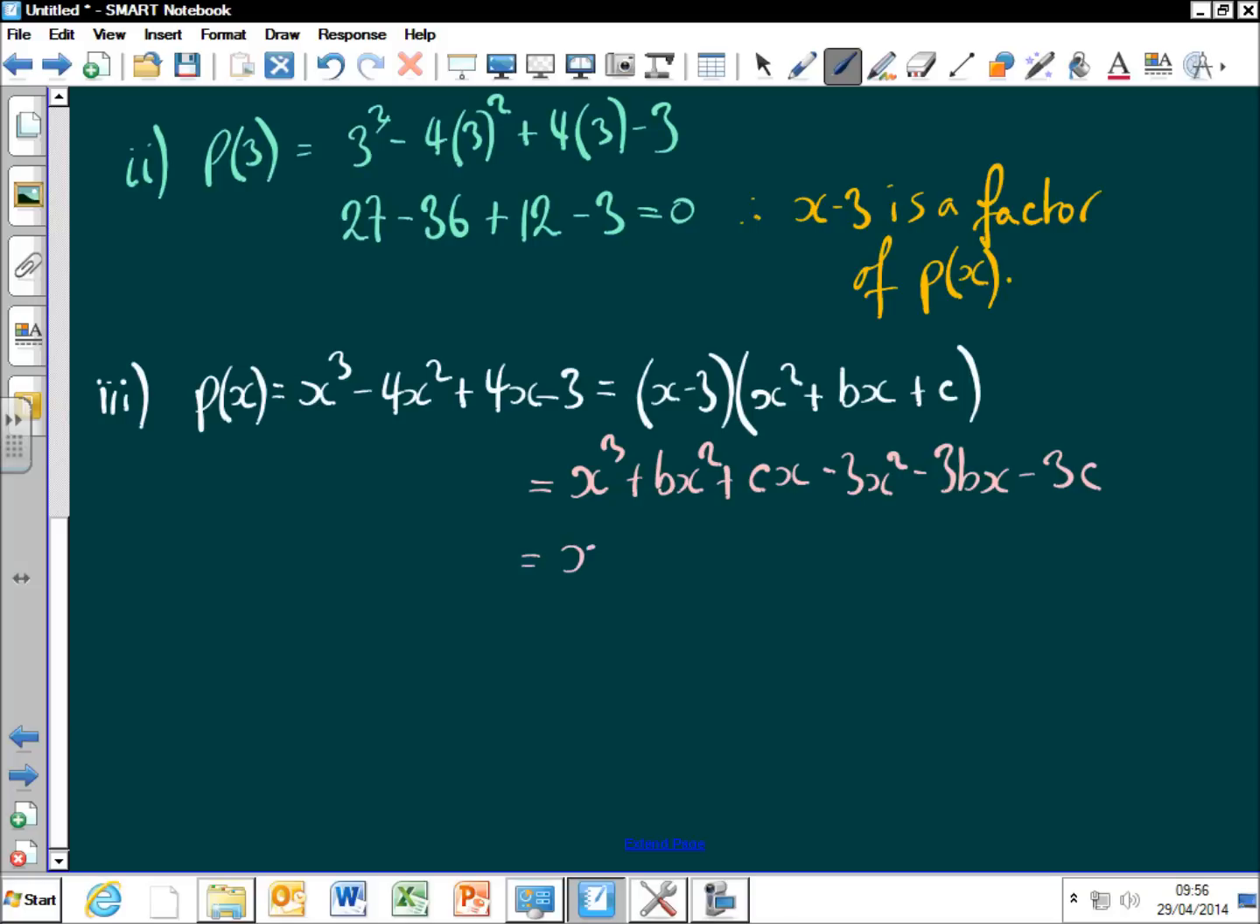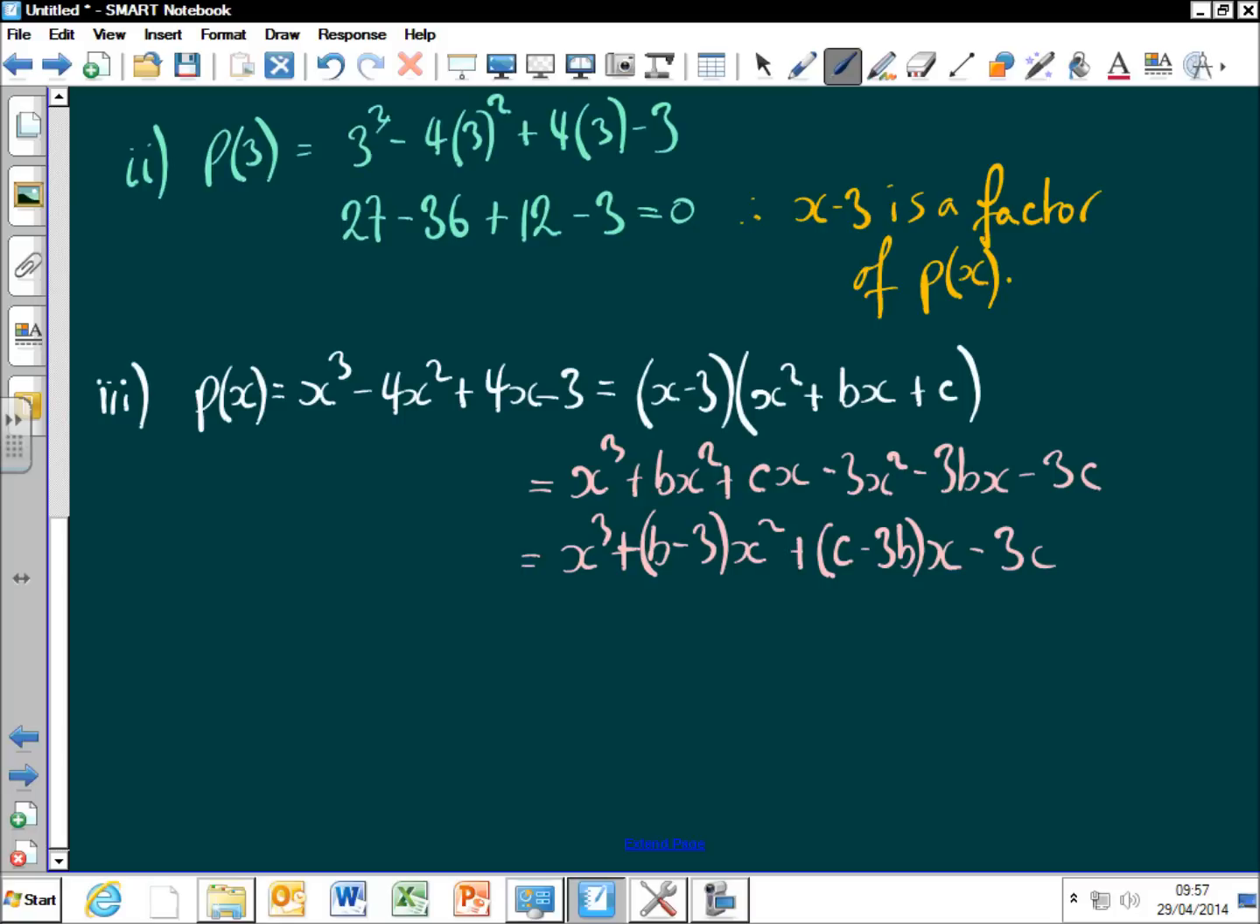And then I'm going to bring together the x cubes. So I've got 1x cubed. How many x squareds have I got? Well, I've got bx squared here and minus 3x squared here. So this is b, take away 3, lots of x squared. How many x's have I got? I've got cx, take away 3bx there. So this is going to be plus c, take 3b x there, and then I'm going to take away 3c right at the end. And now I'm going to compare.